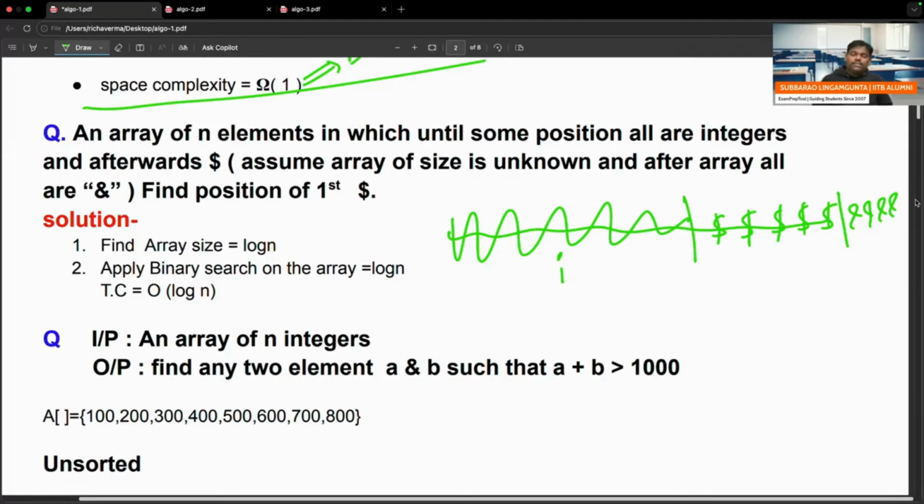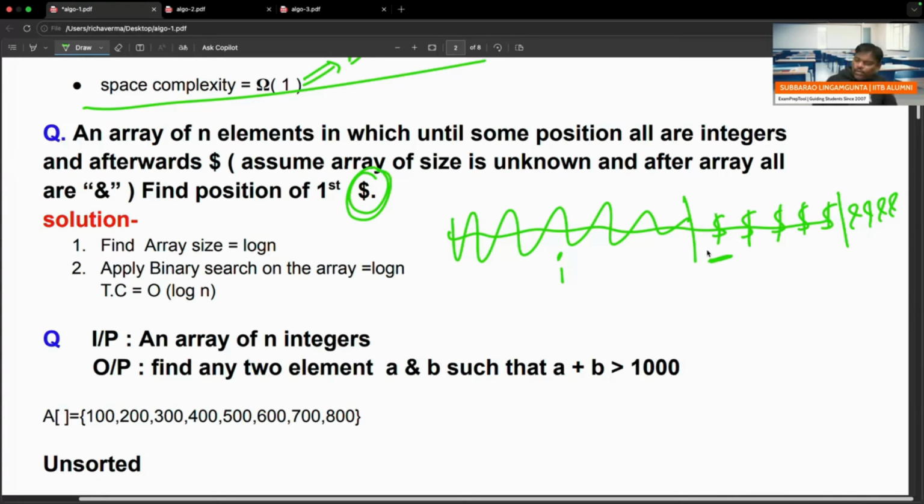Now he's asking, find the position of the first dollar. The similar kind of problems, many we have done in the classroom. Can I apply binary search or not? Just remember, the array is directly not sorted, but indirectly sorted. Please be careful.